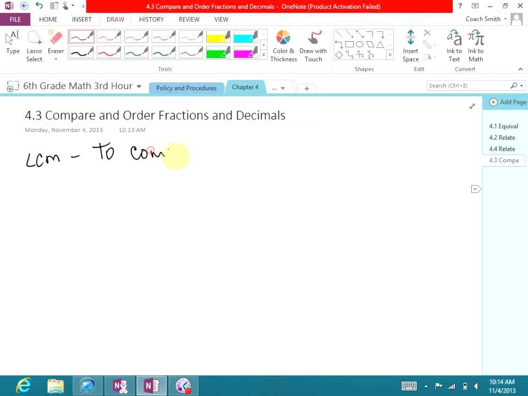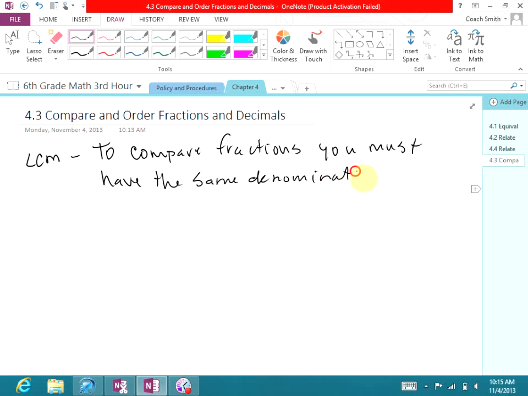To compare fractions, you must have the same denominator. Okay, to compare fractions, we must have the same denominator. They will call this the LCD, least common denominator. Okay, the least common denominator is the same thing as the least common multiple.